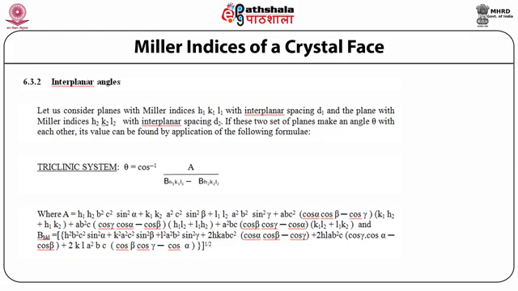plus a square bc into cos beta cos gamma minus cos alpha into k1 l2 plus l1 k2, and B_hkl is given by h square b square c square sine square alpha plus k square a square c square sine square beta plus l square a square b square sine square gamma plus twice hk abc square into cos alpha cos beta minus cos gamma plus twice hl ab square c into cos gamma cos alpha minus cos beta plus twice kl a square bc into cos beta cos gamma minus cos alpha, raised to 1 by 2.